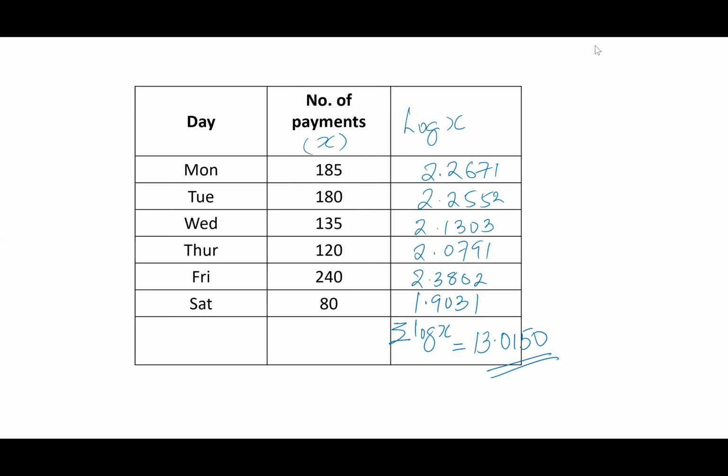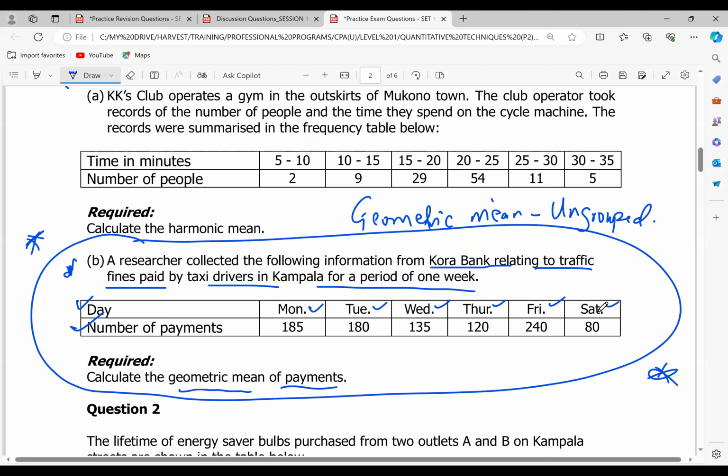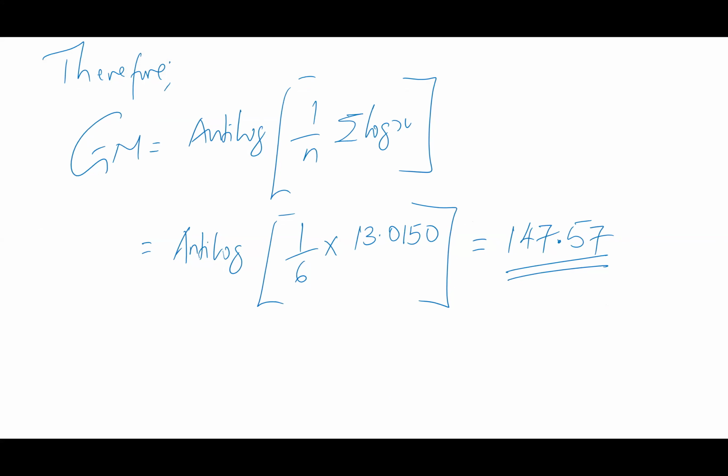So the next thing is to determine the geometric mean. That is the extra calculation that we do. And here I have antilog 1/n. Now the n is the number of days. We have to count the number of days here. We are running from Monday to Saturday. So that is 1, 2, 3, 4, 5, 6. So the n will be 6. So we are talking about 1/6 times the 13.015. You put the antilog, and that is the figure.